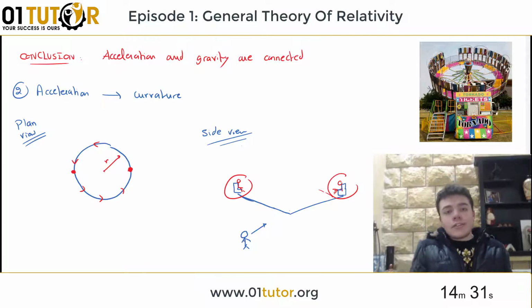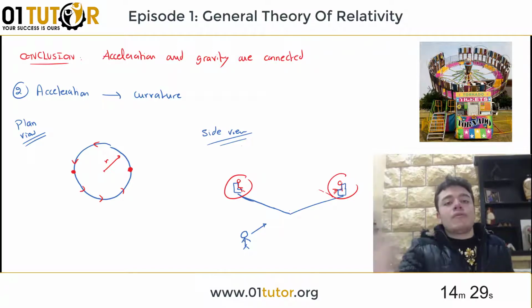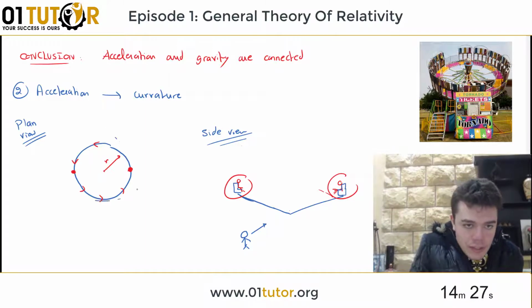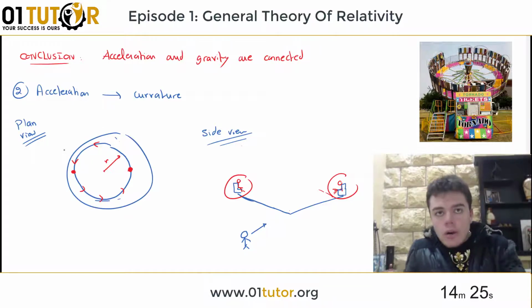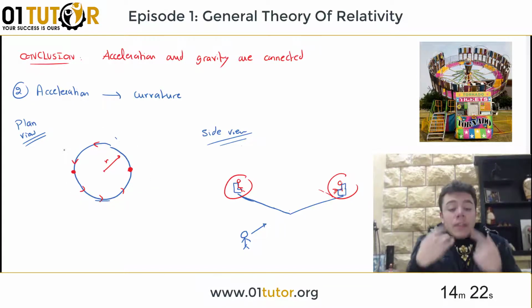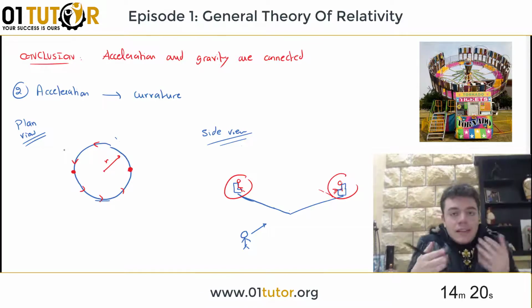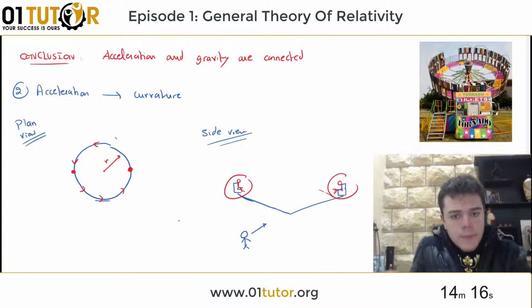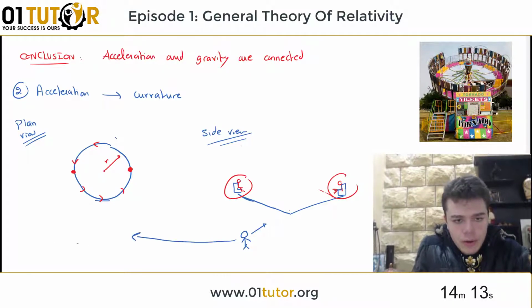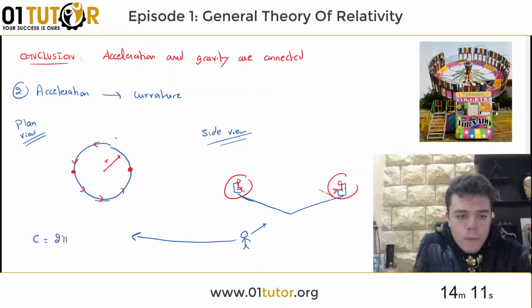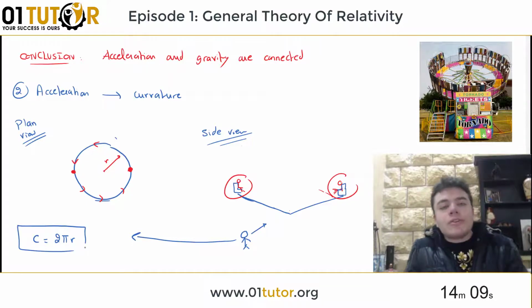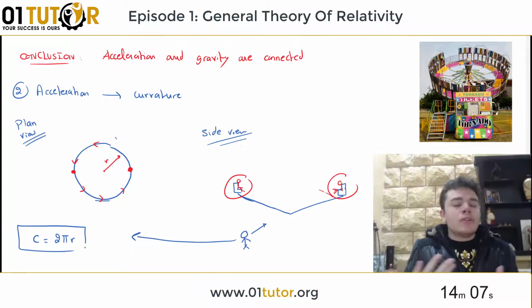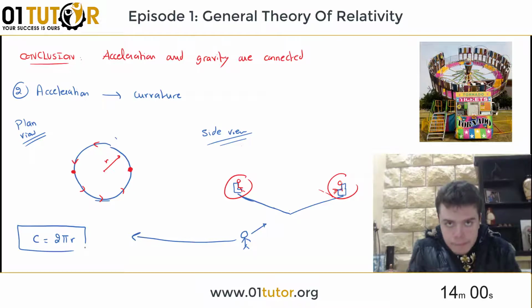Now the point is, if there is a person here that is watching you rotate, and this person is asked what would be the circumference of this circle from the perspective of an observer that is watching from the outside, he is not actually experiencing the rotation. He would say that the circumference C is equal to 2 pi r, which is the circumference as we know it. This is the circumference from the perspective of an observer that is seeing a circle on a flat surface.